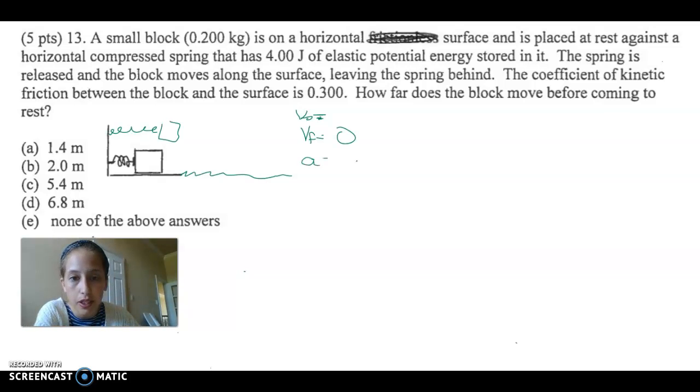How fast does that happen? We don't know, but we can calculate it. How long does it take? We don't know, and we don't care. How far does it go? That is the big question. So we don't have enough to start on our kinematics equations yet. To solve one of these, you need at least three numbers in order to solve for a fourth. So let's get us some numbers.